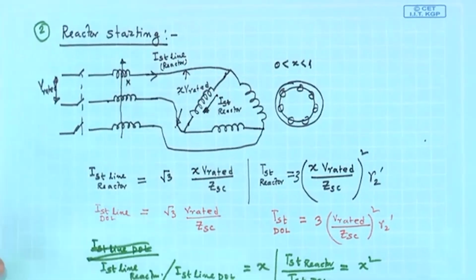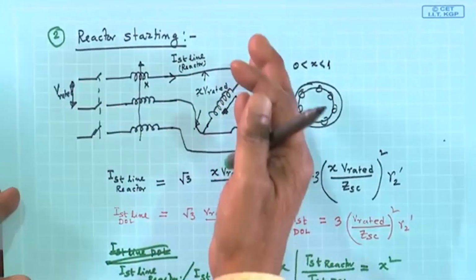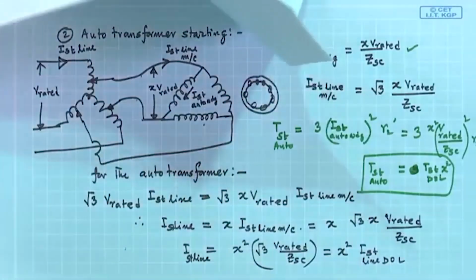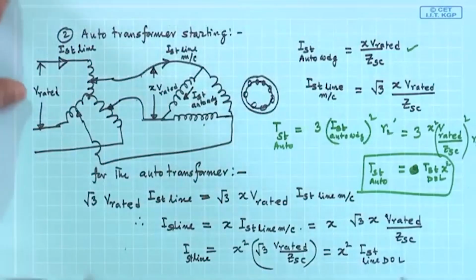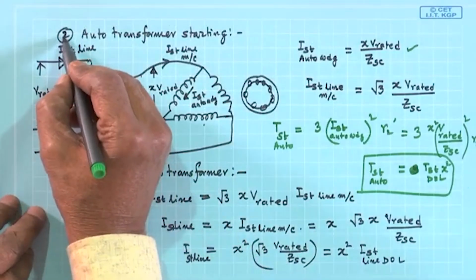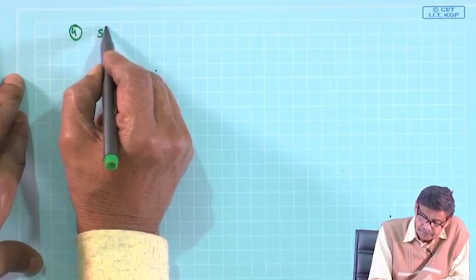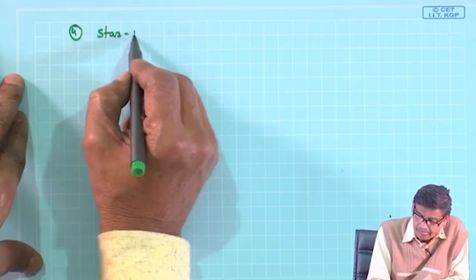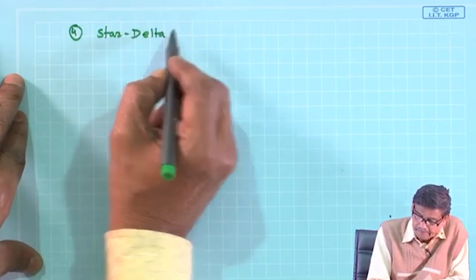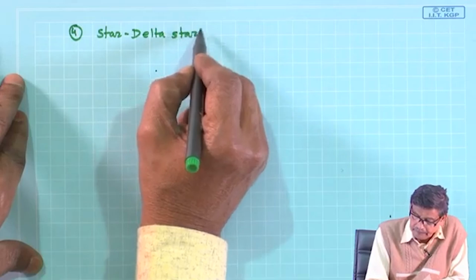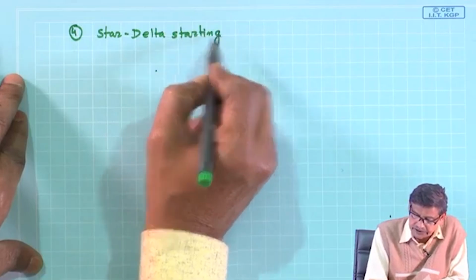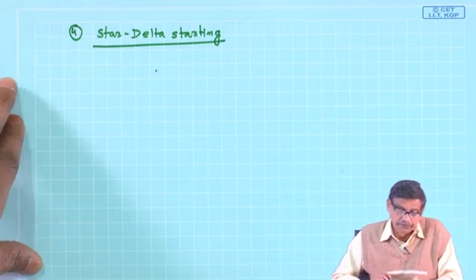But there is a nice method. This was actually number 3. Now, number 4 is what is called the star delta starting. Number 4. Star delta method of starting 3-phase induction motor.